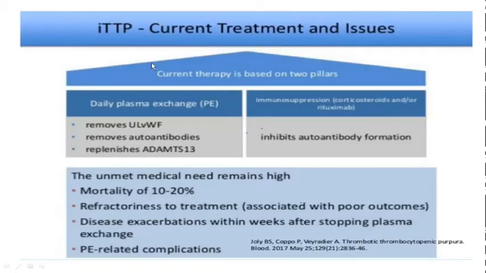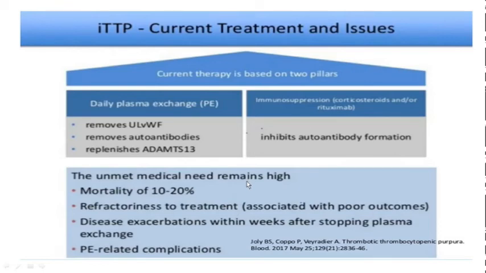Again, we're talking about the treatment plan for thrombotic thrombocytopenic purpura. The current therapy is basically daily plasma exchange, which is the most important therapy for removal of these ultra large von Willebrand factors, removing any autoantibodies and replenishing ADAMTS13. Immunosuppression can inhibit autoantibody formation in the form of corticosteroids or rituximab, which is an anti-CD20 antibody which acts on the B cells.